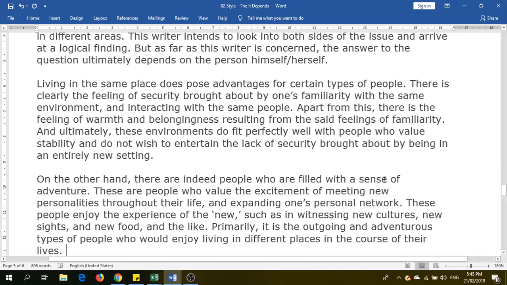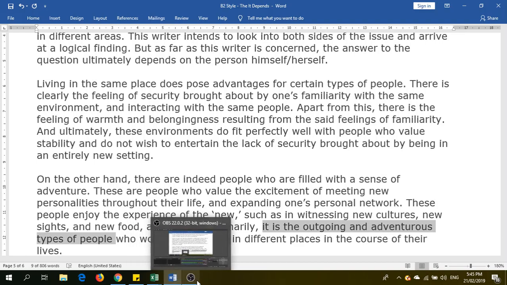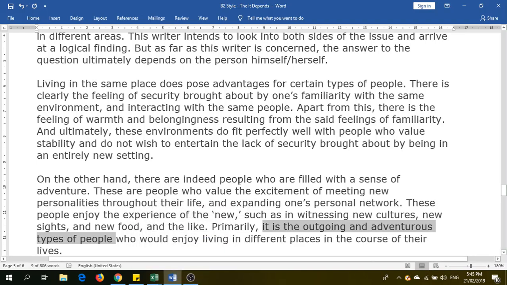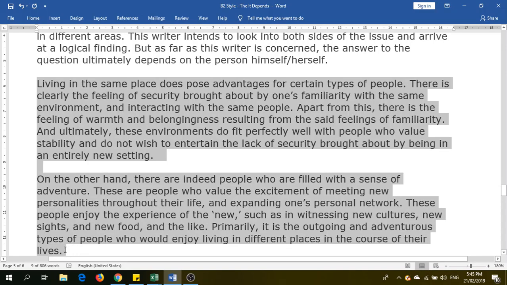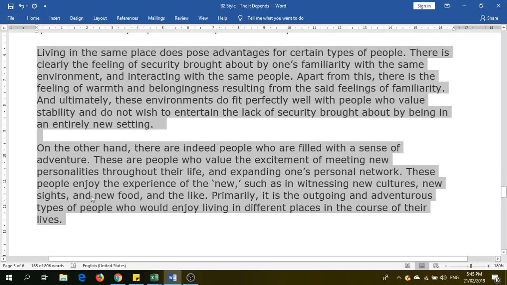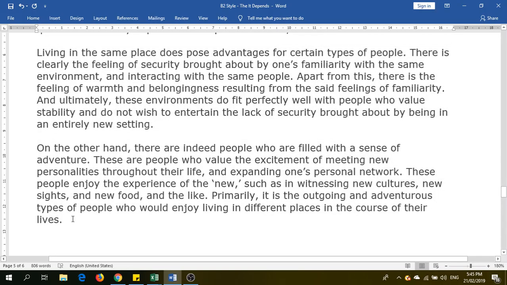So the topic sentence here is over here right at the end. It's the outgoing and adventurous types of people who would enjoy living in different places in the course of their lives. So as you can see, what we have shown is that both sides of the issue are actually possible, but depending on the type of person we're talking about. So they can coexist at the same time, but depending on the type of person.